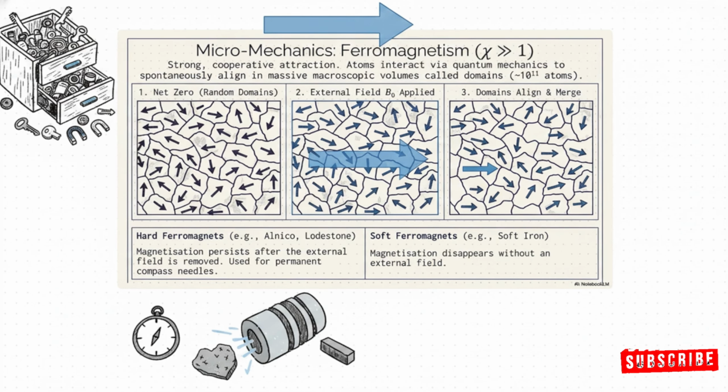Now we see two types of behavior here. Soft ferromagnets, like soft iron, lose this magnetization once the field is gone. But hard ferromagnets, like steel or lodestone, which by the way early explorers used as the very first compasses, retain this order permanently. This is exactly why we rely on them for everyday tools, from permanent compass needles to those really handy magnetic screwdriver tips in your toolbox.